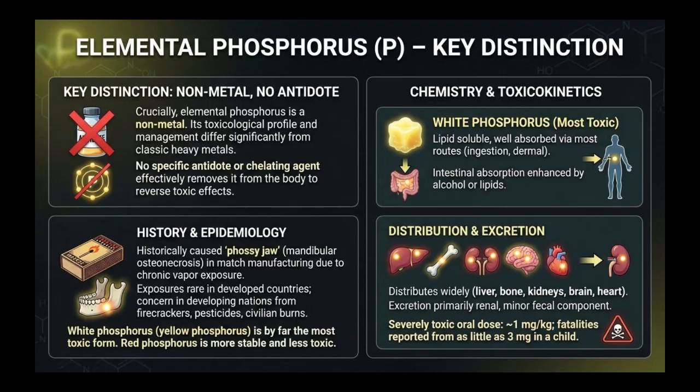The amount of white phosphorus that is severely toxic when ingested orally is reported to be around 1 milligram per kilogram of body weight. Historical accounts have noted fatalities resulting from as little as 3 milligrams ingested by a child.